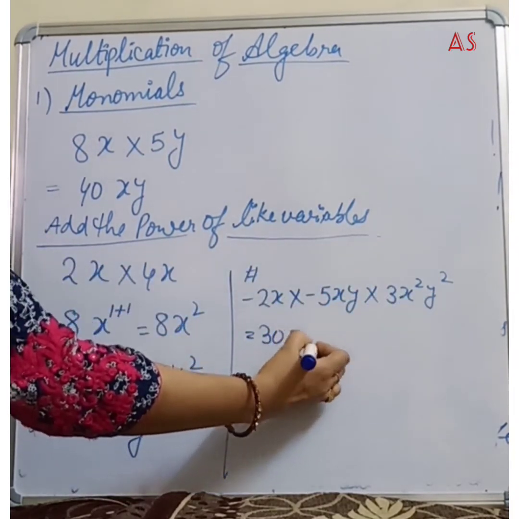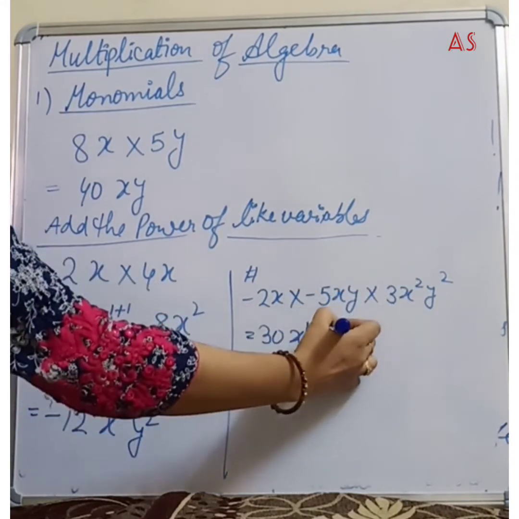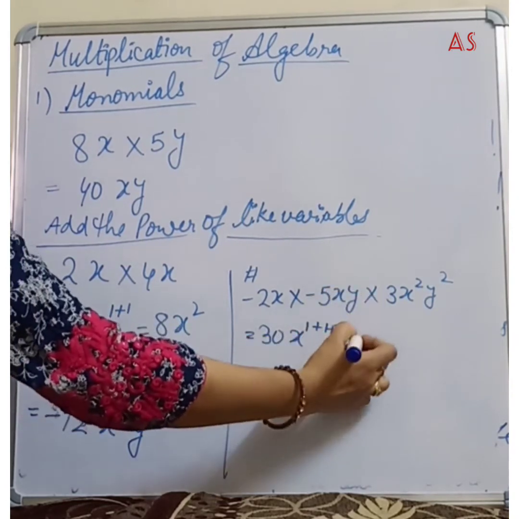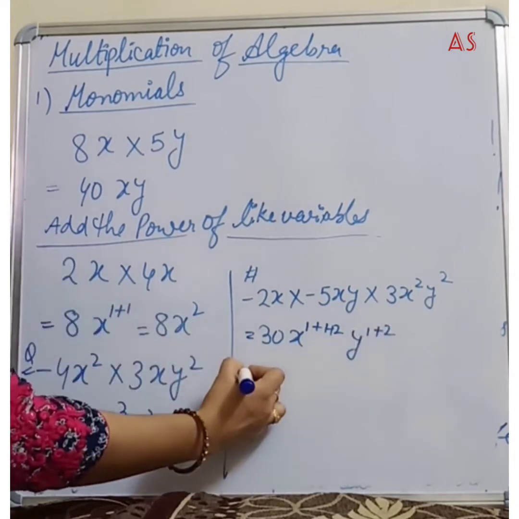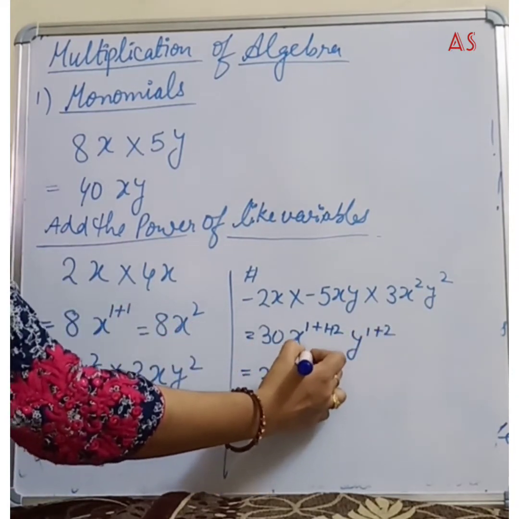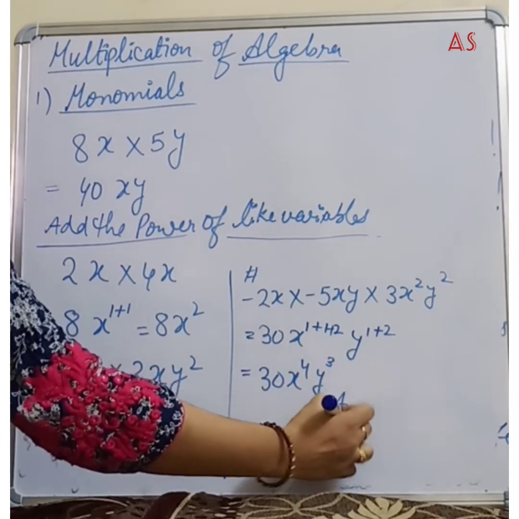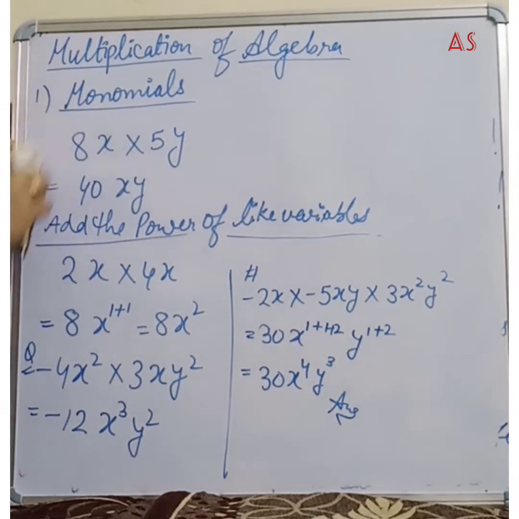So for x, the power is here 1, here also 1 and here 2. So 1 plus 1 plus 2, and for y, here power 1 and here power 2. We will add the powers of like variables, then 30, x raised to power 4, y raised to power 3. So we do it like this. Keep in your mind, add the powers of like variables to multiply. Now we did monomials.